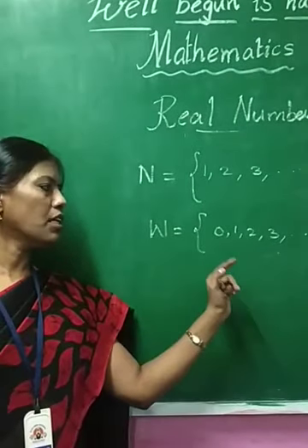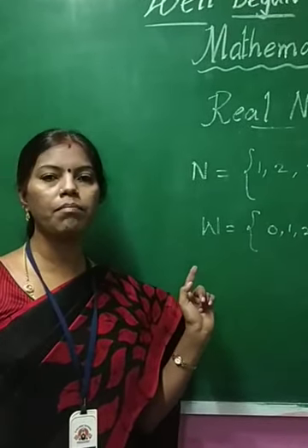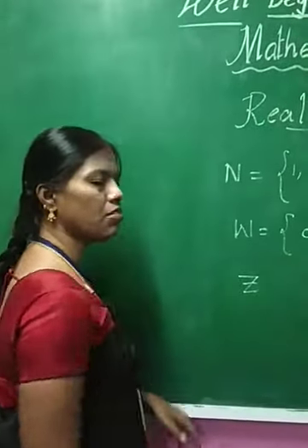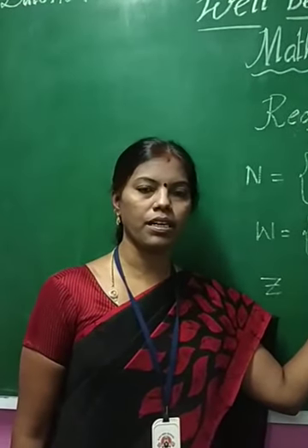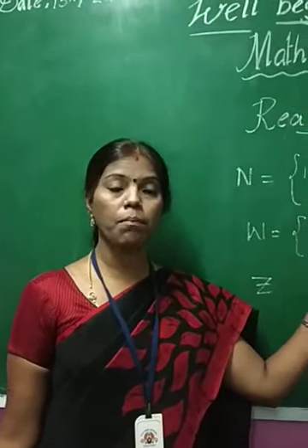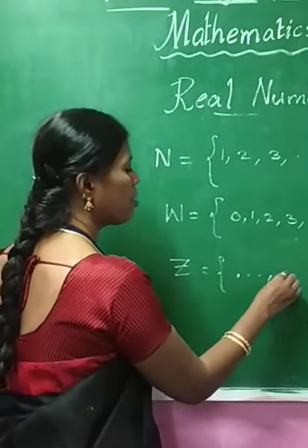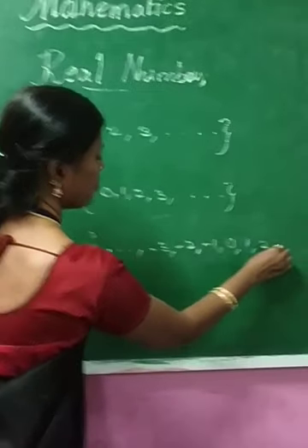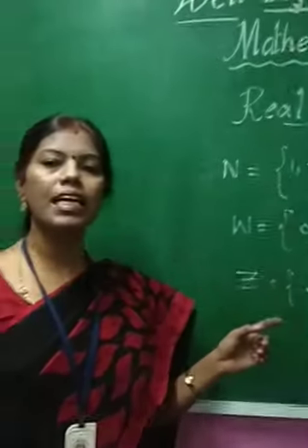The additive inverse of natural numbers along with the whole numbers are nothing but integers. What is additive inverse? The additive inverse of 1 is minus 1. The additive inverse of minus 1 is plus 1. So the set containing the negative numbers along with whole numbers are nothing but integers.